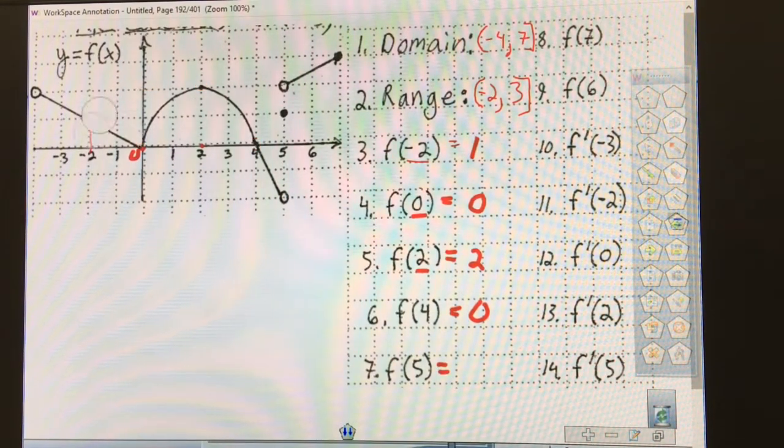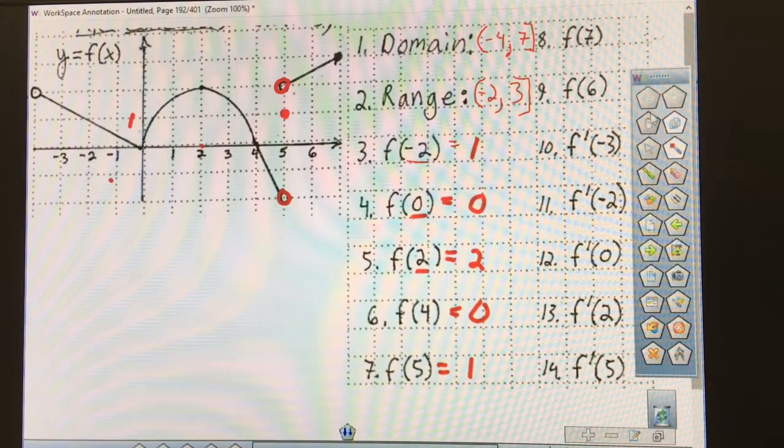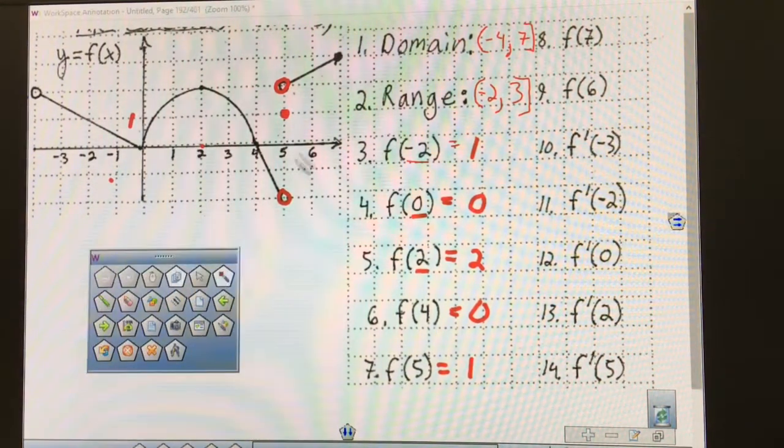Now this is a little tricky. When x equals 5, I have a lot going on here. I have an open circle. There's no y value there. I have a closed circle. I have a y value there, which is 1. And I have an open circle. I don't have a y value there. So when x equals 5, y equals 1. The limit's going to be different, but the y value is the closed circle.